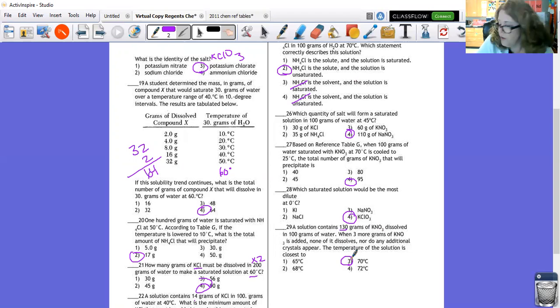Okay, and there you have it. That is our solubility curve questions.